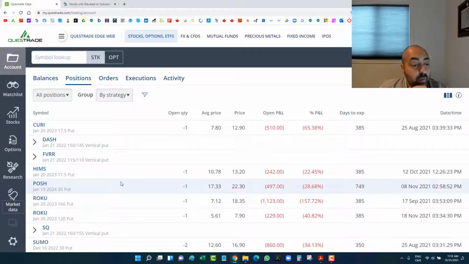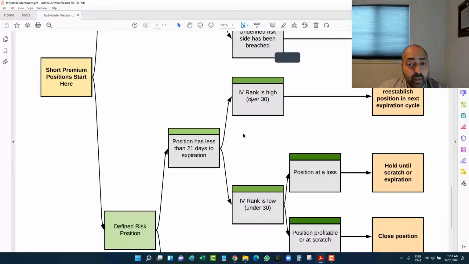But if I wanted to manage it according to the tastytrade way, because they all have low IV and they're at a loss, I should hold until scratch or expiration. So basically I should put a limit order to close for $1 is what they're saying. So I'll just hold to see what happens. I'm disappointed though, because I'm not too sure what I'm going to do if it's completely breached at expiration. Usually I'll roll naked or increase the contract size, but I'm not too confident right now, but we'll see.